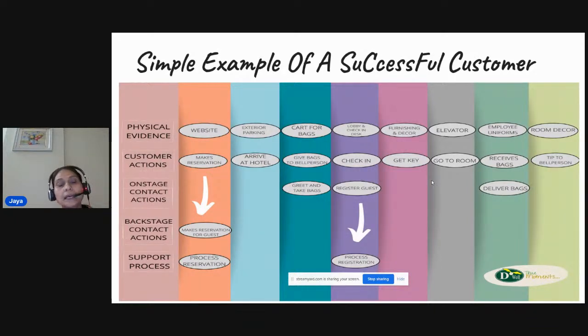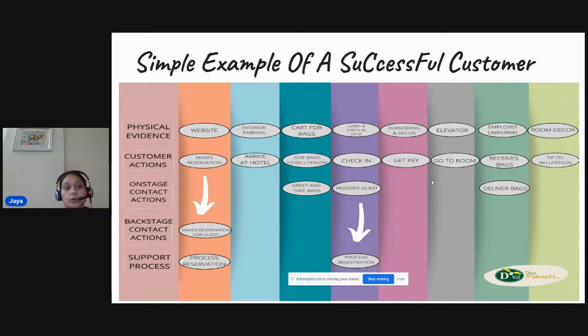So how do we do it? I have taken an example of the hotel industry, where they have 5 stages. That means physical evidence, then customer actions, then the on-stage contact action, then the backstage, and the support process. So how will you describe physical evidence?